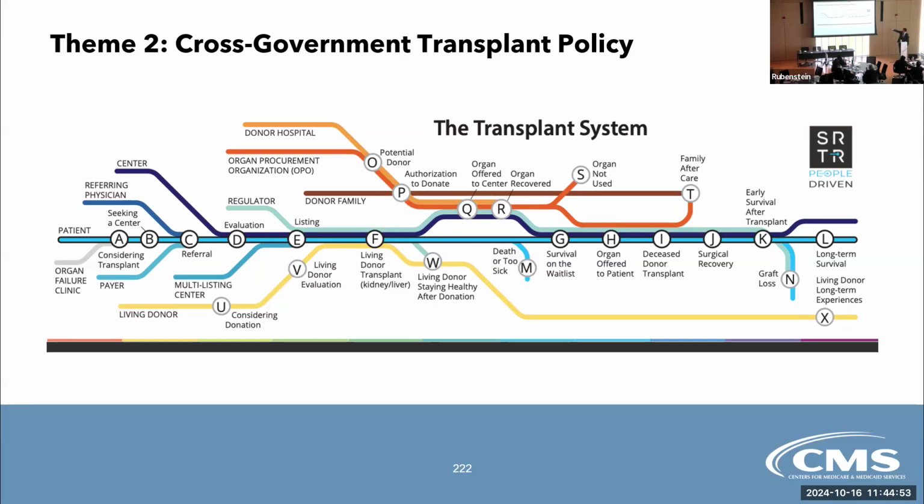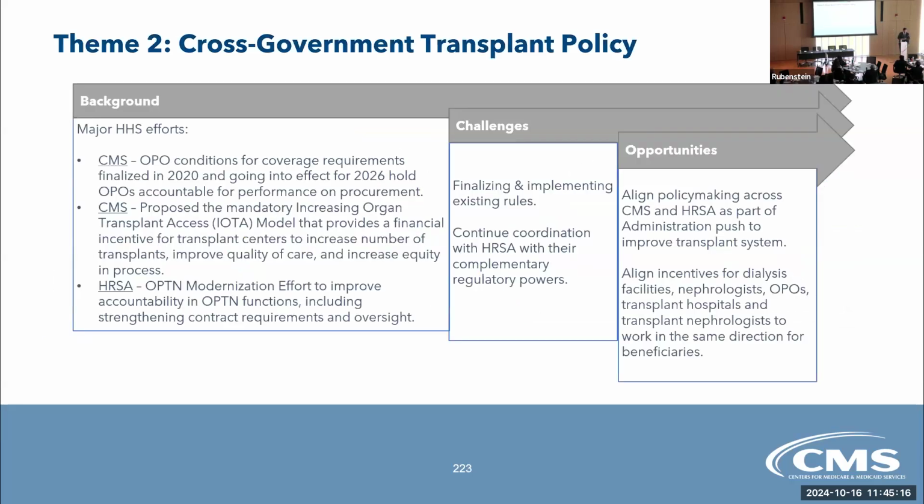So the point here is that you see the transplant center line and their big role in the process. There's also one that didn't fully come through with the regulator, which is in this case CMS, as well as HRSA and OPTN, which I think also applies all the way across this: a role overseeing each step in the process with the goal of aligning incentives for each actor in this process. So looking at this, I just wanted to highlight some of the major efforts that are happening.